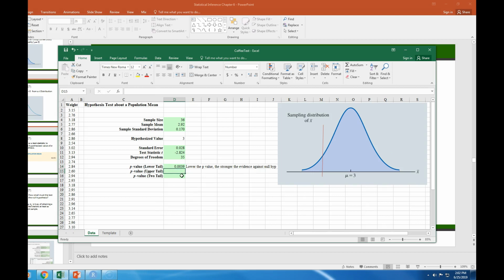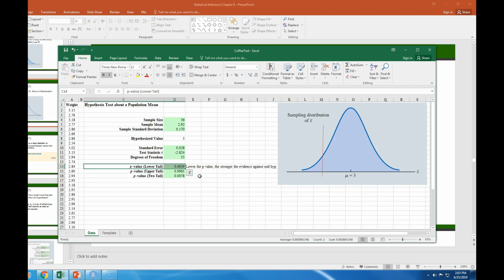So if this was an upper tail test, we would have used another formula to calculate this number. And if this was a two-tail test, we would have just multiplied this probability by 2, because for a two-tail test, the rejection region would be on both ends of the distribution, so on both tails, which is why we multiply it. And if this was an upper tail test, we would just have to subtract this lower tail value from 1 in order to get the upper tail value. But in our case, since it's a lower tail test, the appropriate p-value is this first one, and we have enough evidence to reject the null hypothesis.